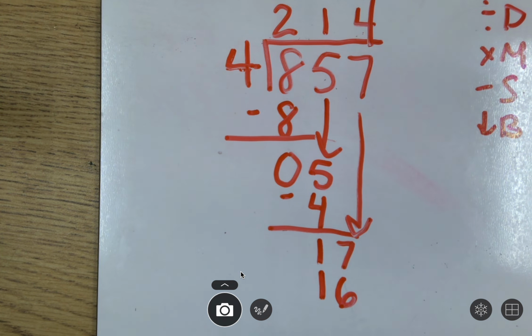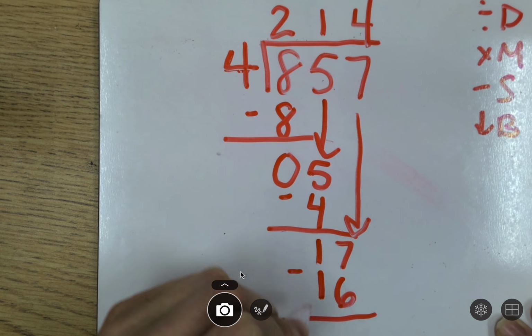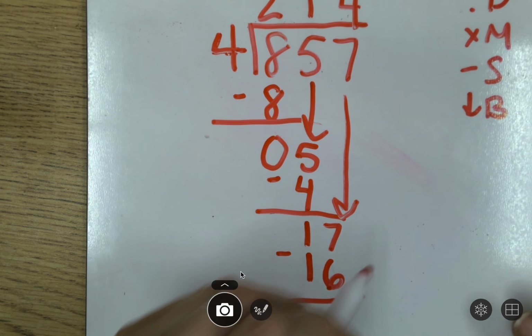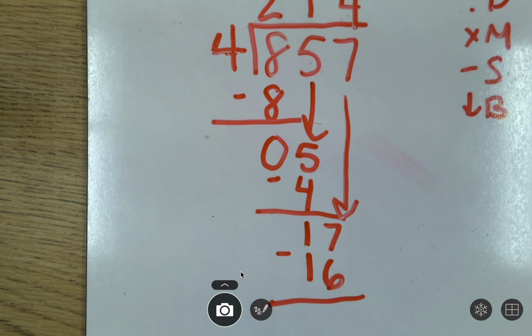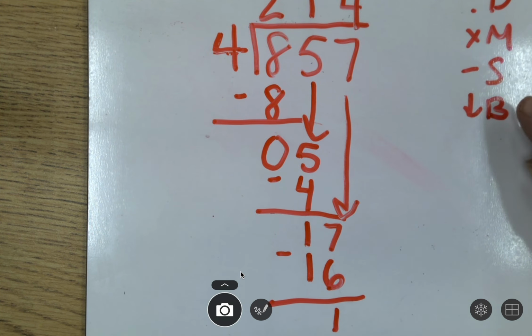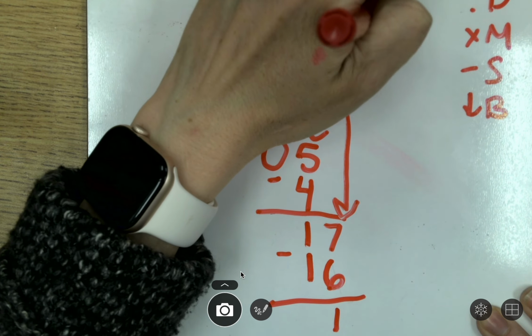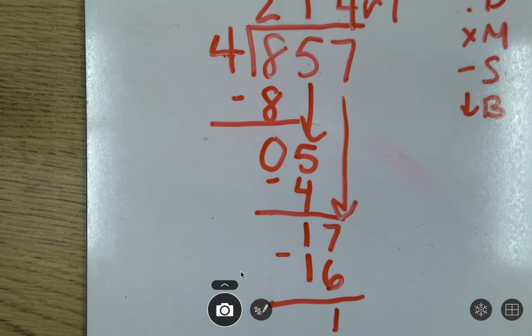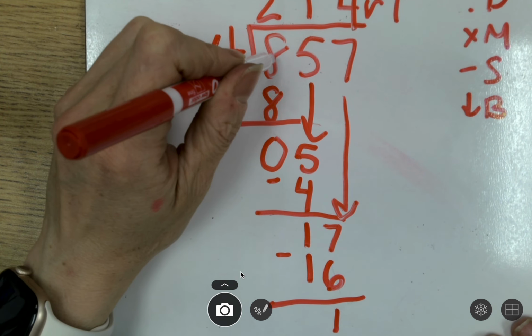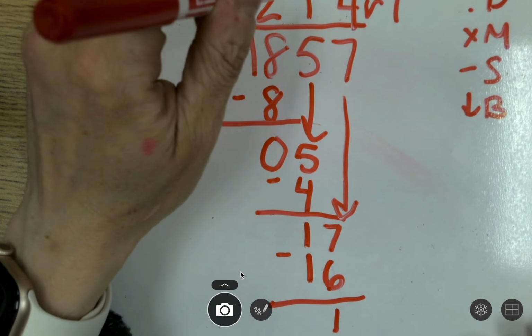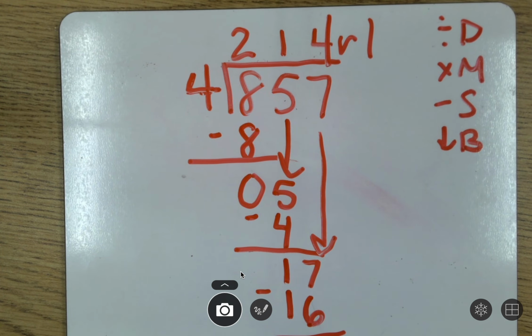My next step is to subtract. I always start in the ones place when I subtract. 7 minus 6. Put a 6 in my head and count up. 6, 7, 1. 1 minus 1 is 0. I don't even have to put a 0 there. So I subtracted. My next step is to bring down. Do I have anything else to bring down? Nope. So remainder 1. That means that 4 goes into 857 214 times, and there will be 1 left over.